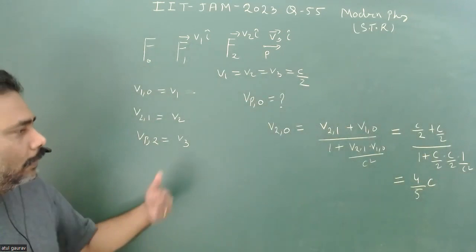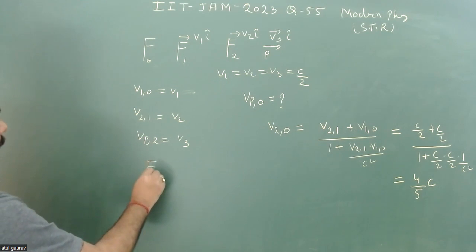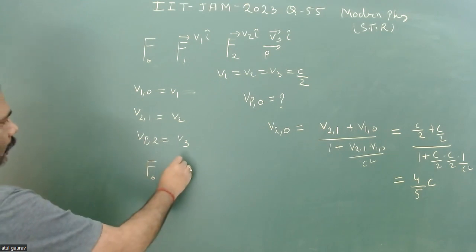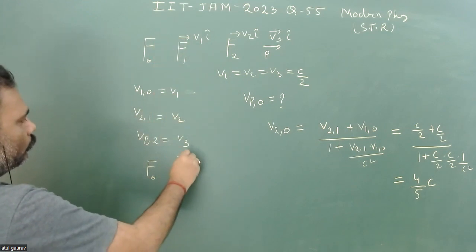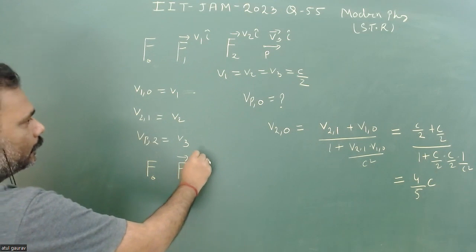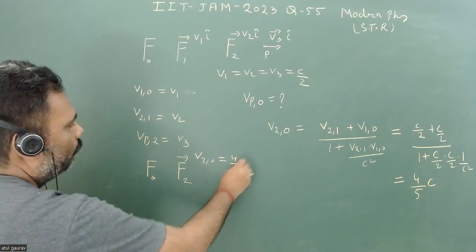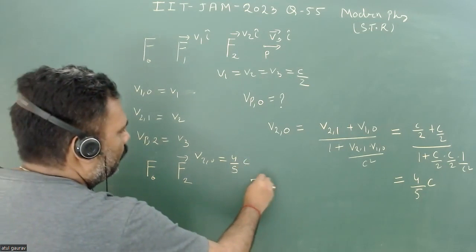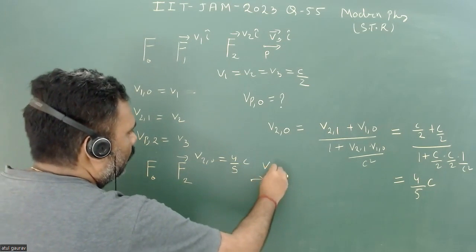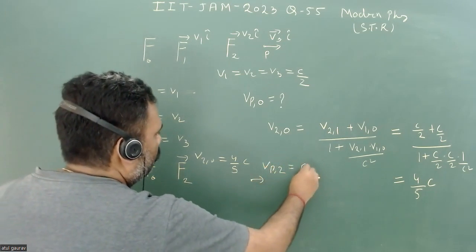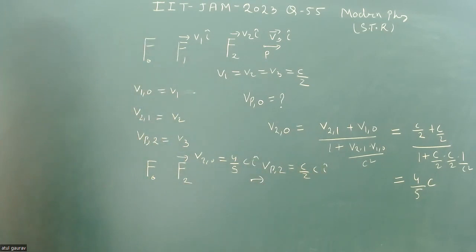Now the problem will change something like this. Here we have F0, which is at rest, and F1 has no significance now, and F2 is moving with respect to F0 with v20, and that value is equal to 4 by 5c. And yes, the particle is moving with respect to 2. So the velocity of the particle with respect to 2 is c by 2 in the i cap direction. Now the problem is reduced to this.